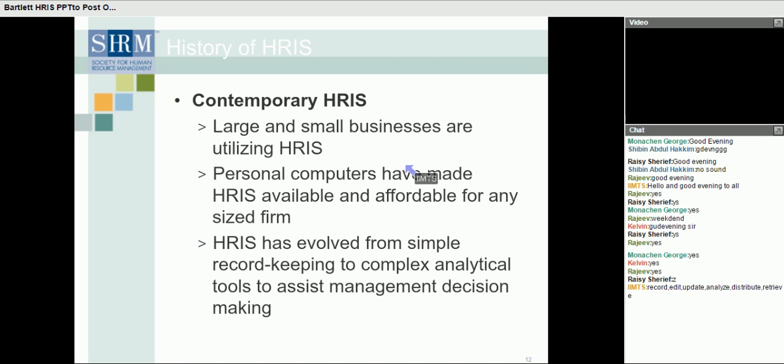Then contemporary HRIS: large and small businesses are utilizing HRIS. Personal computers have made HRIS available and affordable for firms of many sizes. HRIS has evolved from simple record keeping to complex analytical tools to assist management decision making. Clear to all?